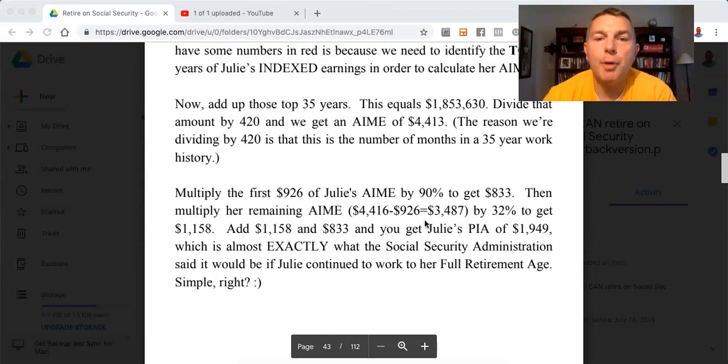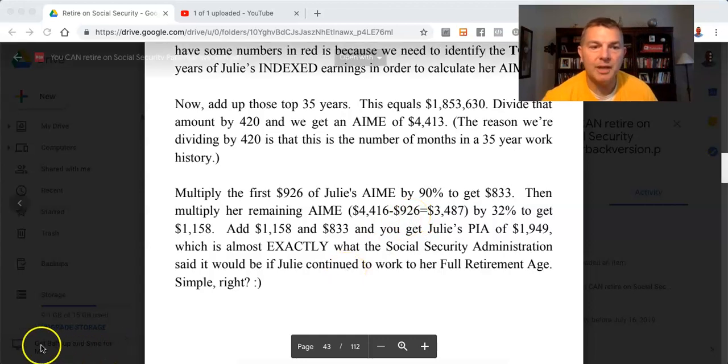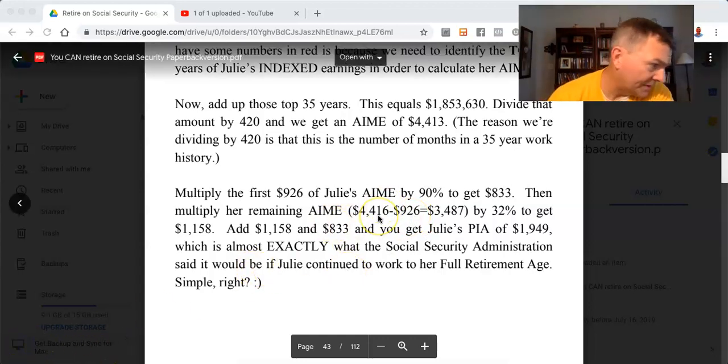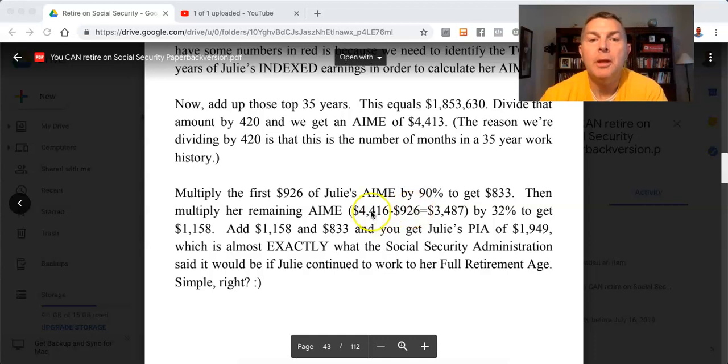Now, we multiply, as we did before, the first 926 of Julie's AIME by 90% to get 833. Then multiplying her remaining AIME. Her total was 4416. I got a typo there. Look at that. 4416 minus 926. Let me pause this for a second. I figured out that 4416 is actually 4413. So I just changed it.